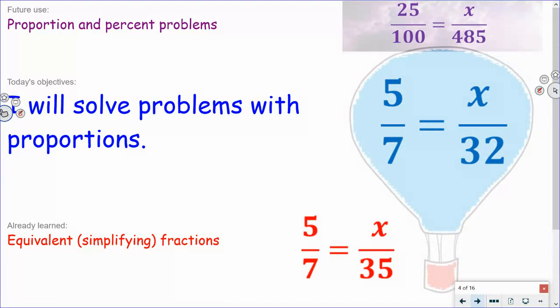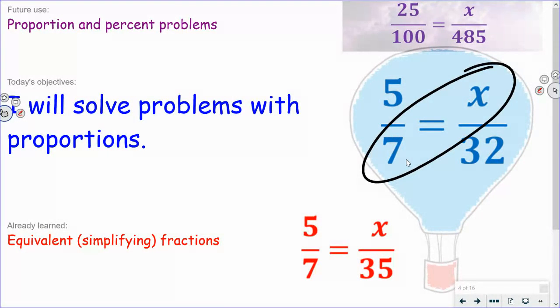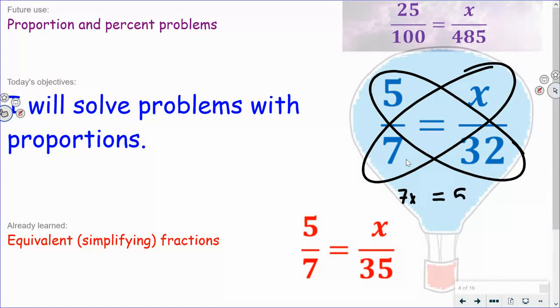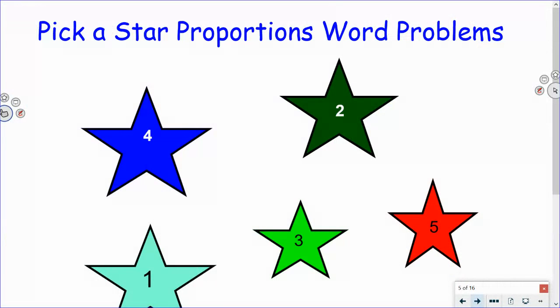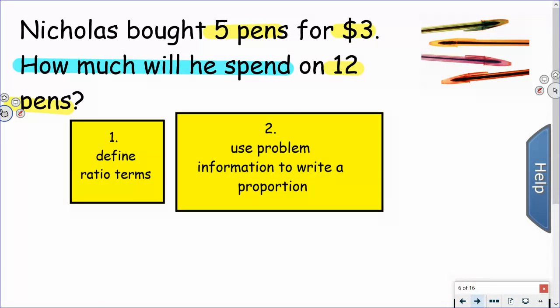And here we go with proportion. Well, I will solve problems with proportions. And remember, please, that when we do proportions, it's not always going to be a nice, easy scale factor, is what we'll eventually call it. So when you do that, we're going to talk more about multiplying diagonally and making a new relationship where the product of the diagonal numbers, 7 times x and 5 times 32, are still equivalent, and therefore we can solve. So here we go with some examples.